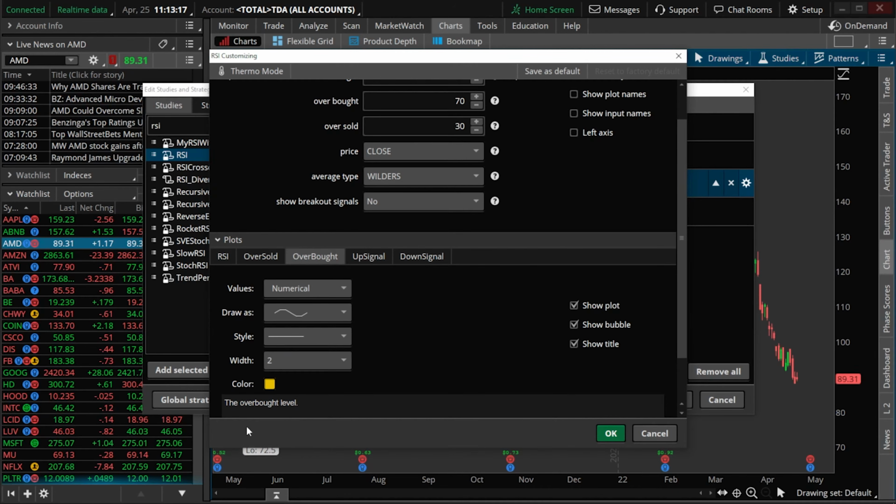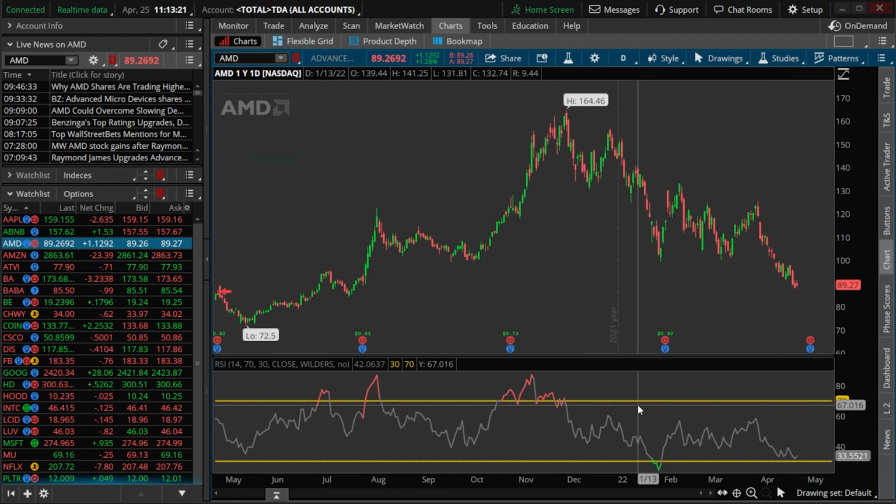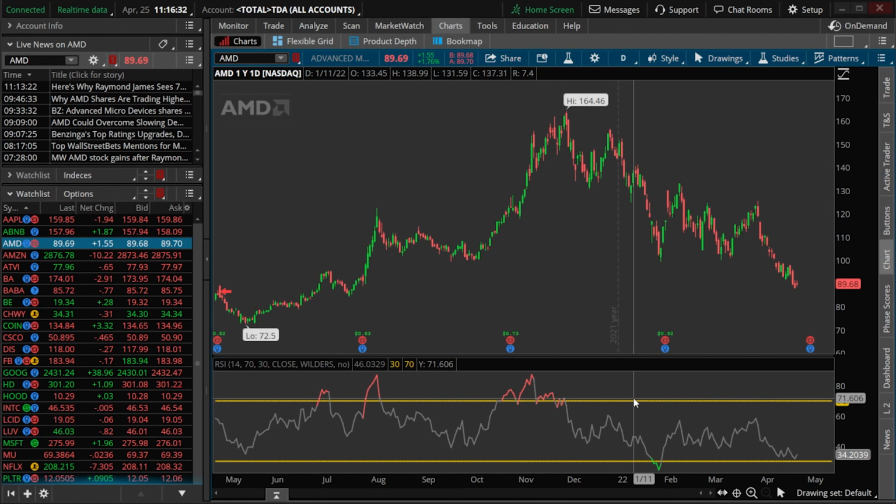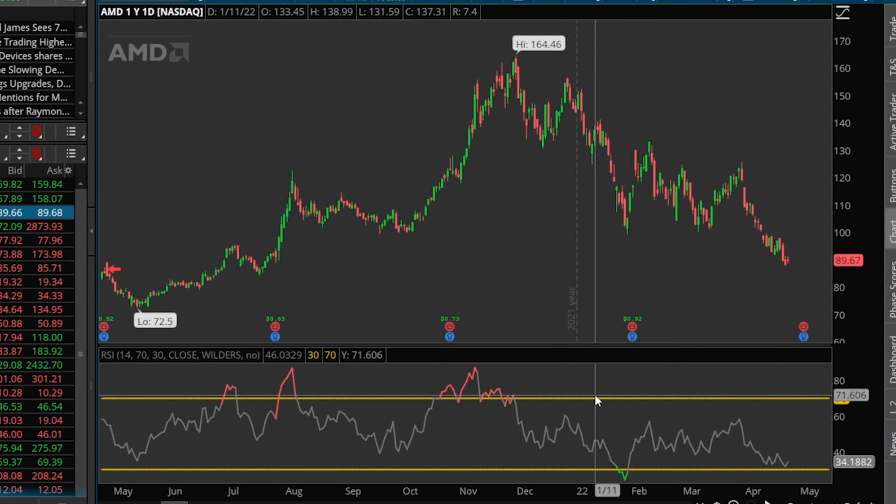Once I'm happy with all these settings changes that we made, I'm going to come down here and hit OK one more time. Once added, we can then see that RSI populates as a lower study right below my chart, and as we mentioned before, RSI will always populate a value somewhere between 0 and 100. You can also see there those bright yellow horizontal lines are our oversold and overbought indications.